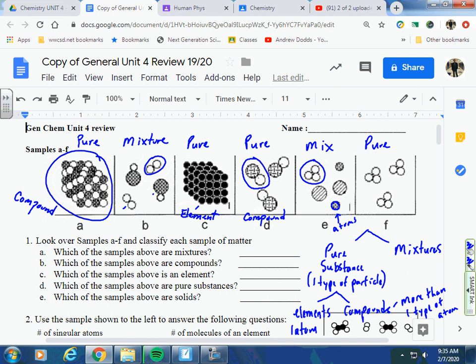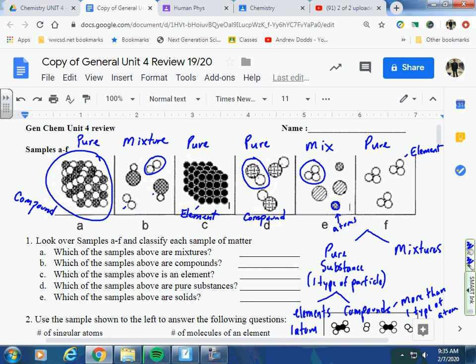E is a mixture, so I can skip that. And what is F? Element. They're all the same, right? If I look at a particle, three white dots, just white dots, I would call that an element. Yep. So at this step, once we're dividing up the pure substances, you're just looking at the individual pieces and saying what's in it. Is it just one type of atom, or is it more than one type of atom?